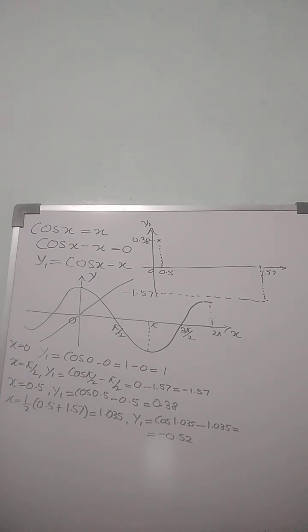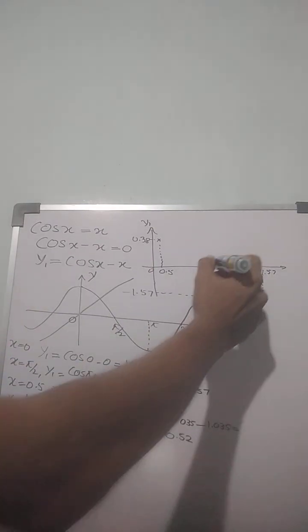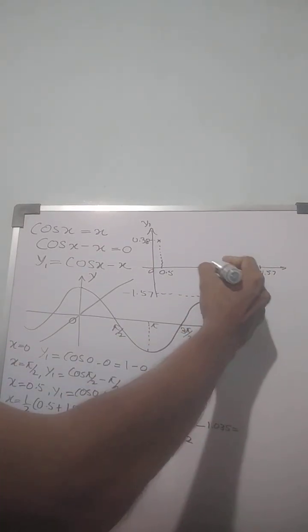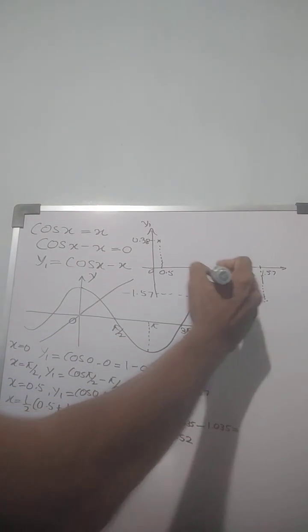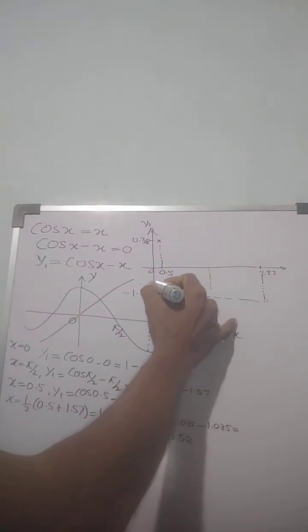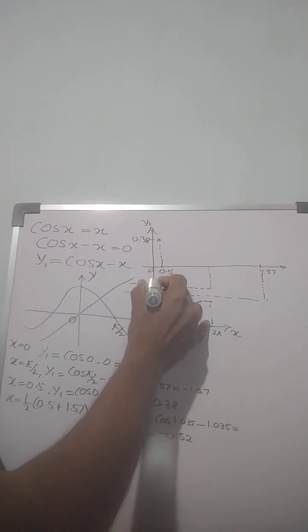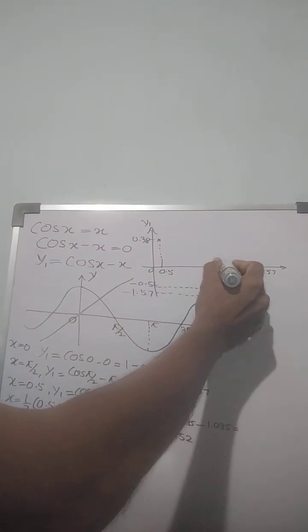Now, the midway value here gives minus 0.52. The x value is 1.035.